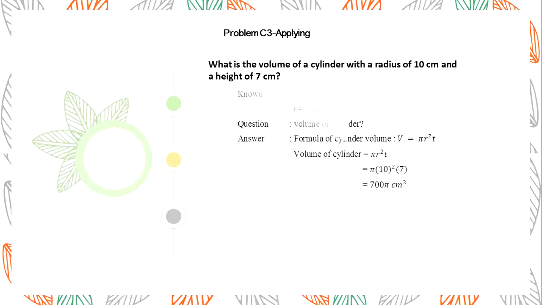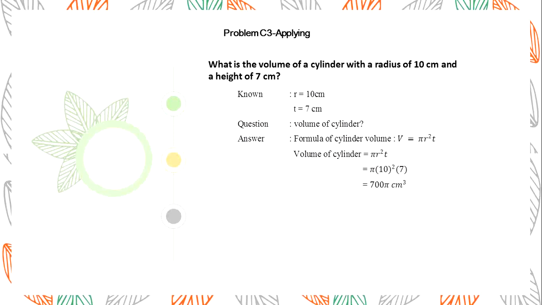Okay, this is the step to solve the problem. We know that the radius of the cylinder is 10 cm and the height is 7 cm. We can enter the radius and the height into the formula of cylinder volume, V equals πr²t. So we got the volume of the cylinder is 700π centimeter cubed.